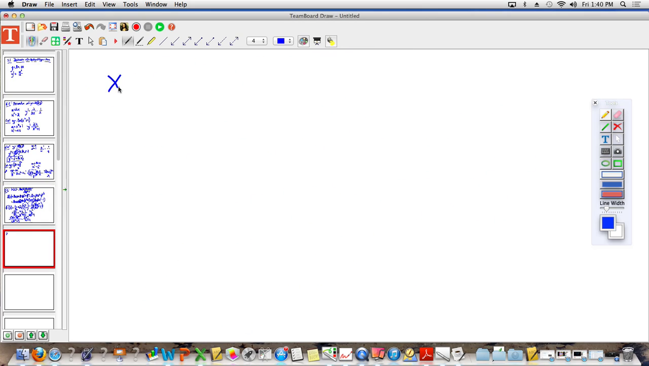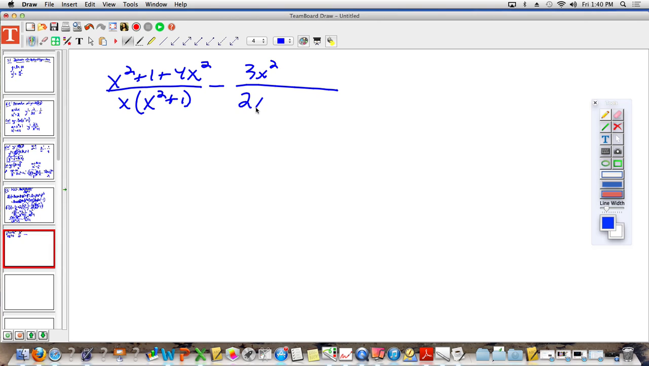So we've got x squared plus 1, plus 4x squared, right? Over what on the bottom? X cubed. I lied. No, x times... sorry. I took it from x squared... x plus 1, minus 3x squared over 2x cubed minus 1. Okay, cross multiply again because we have different denominators.